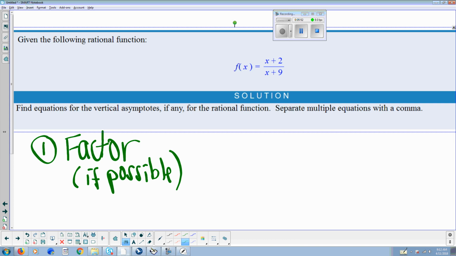No, there's nothing here that needs to be factored. These are both linear factors. But the reason we do factor is because sometimes something in the numerator can cancel with something in the denominator. Okay? So factor first if possible. In this case, we don't factor.